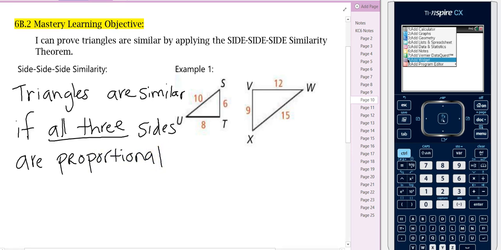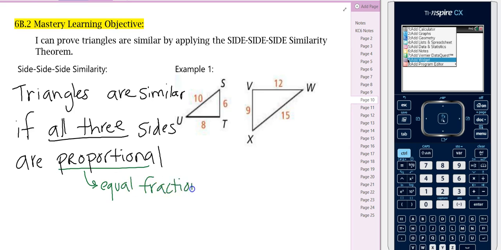Alright, what does proportional mean? Well, basically this just means equal fractions. So when you set up the fractions, they all have to be equal. Not just two sides, but all three sides.